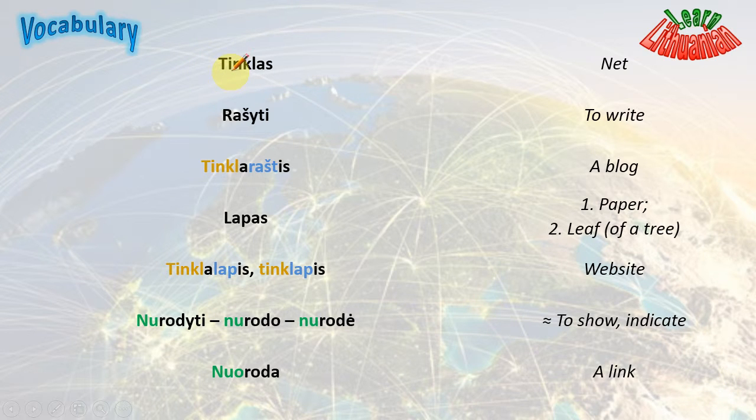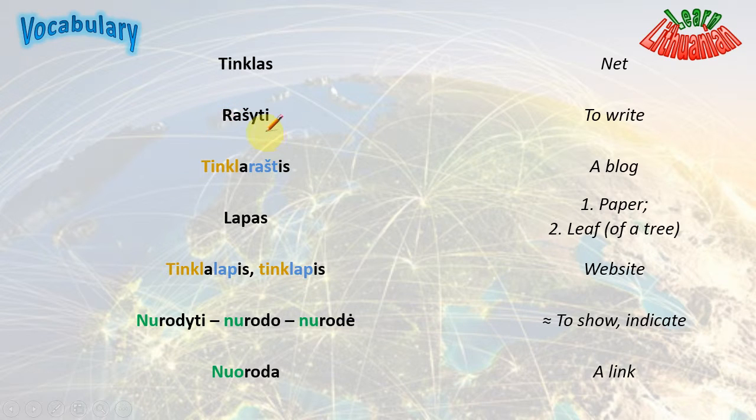Some more words left. Useful words. Tinklas. A net. And by the way, the word internet, internetas, is sometimes replaced by the word žiniatinklis. Žinios means knowledge. Žinia means a piece of news. And žiniatinklis is a compound noun, so a net of knowledge is sometimes used instead of the internet. It's the same as internetas, but the Lithuanian version. So don't be confused if you see žiniatinklis in Google, for example. In Google it's written žiniatinklis, not internetas.